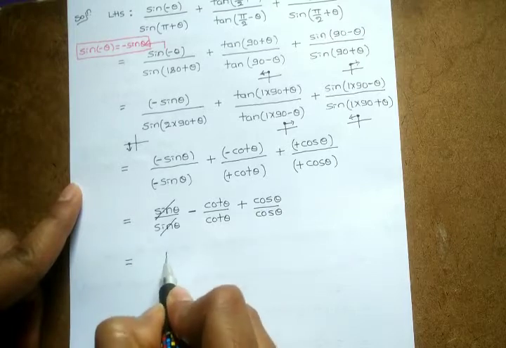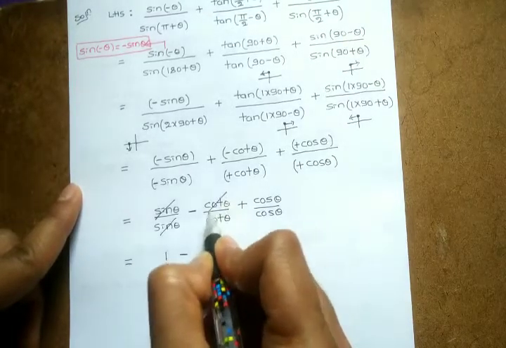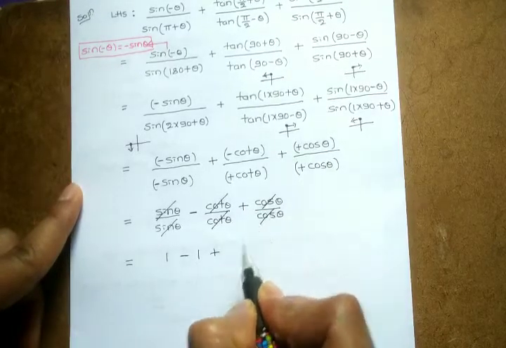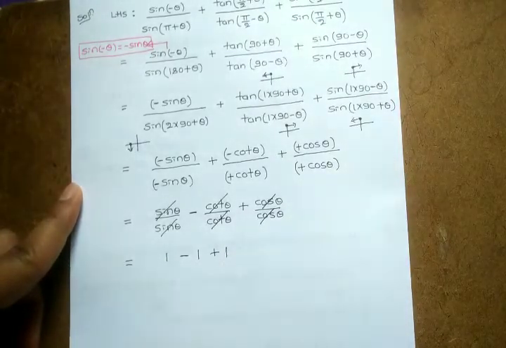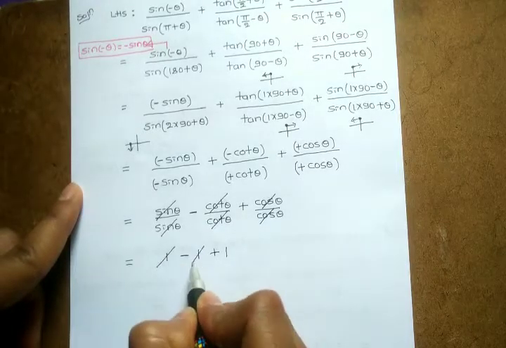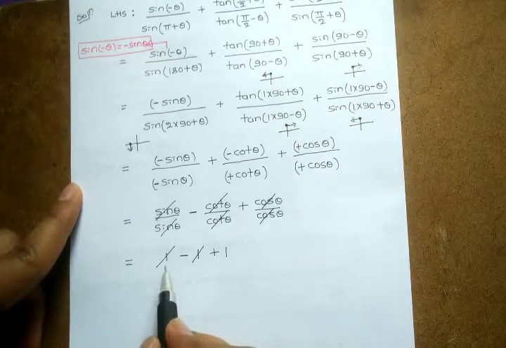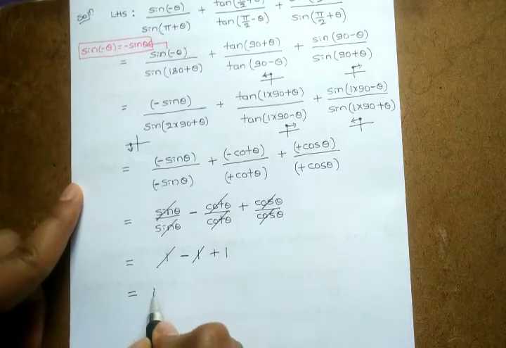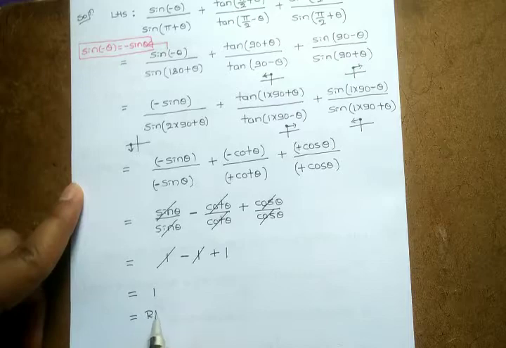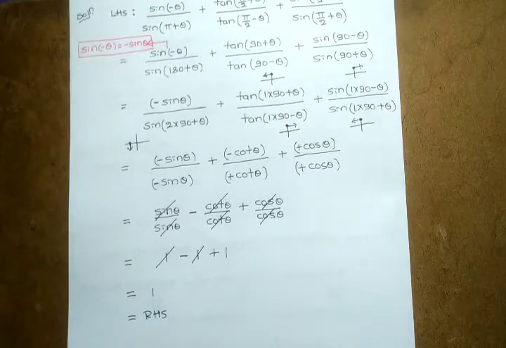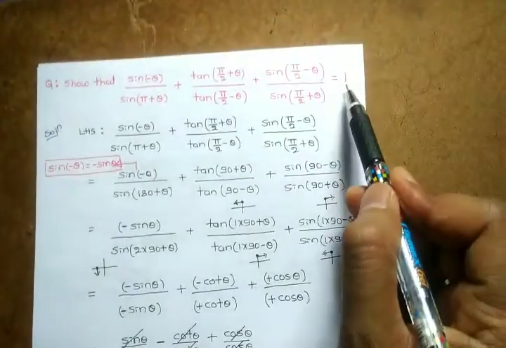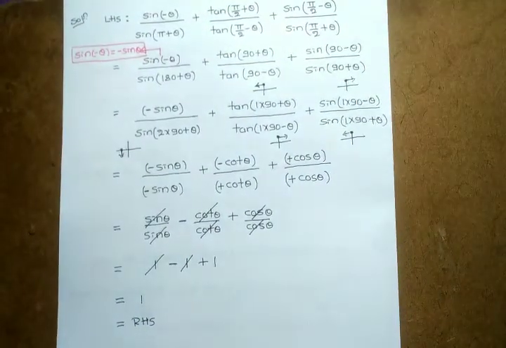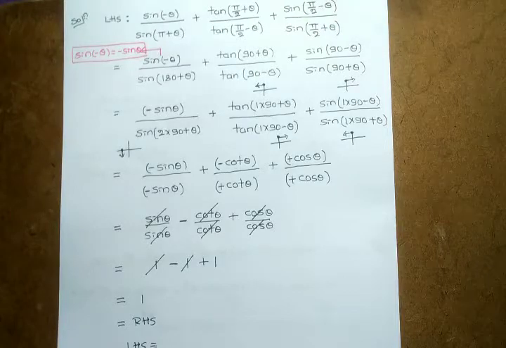Okay, so next easily you can cancel sin theta, sin theta. So what is the remaining value? 1 minus cot and cot get cancelled, 1 plus cos and cos get cancelled, remaining value is 1. So here plus and minus sign, both the values are going to get cancelled, that is plus 1 and minus 1. So what is the remaining value? 1. So which is equals to which part here? Right hand side. So finally right hand side value how much we got? 1 here. Therefore you need to write LHS is equals to RHS.